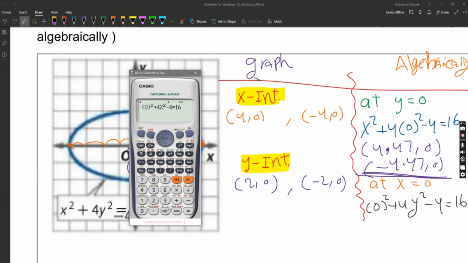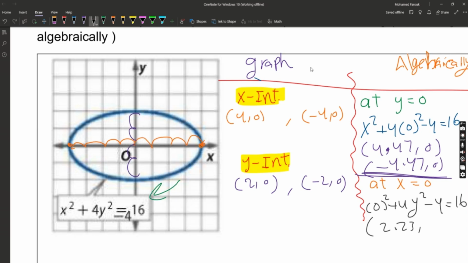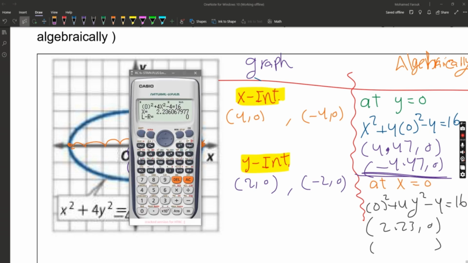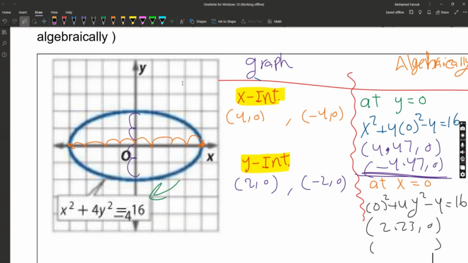And then we will solve it. It will tell me for which value of x. I will tell it my first guess is 2. It will tell me no, it's 2.23. So the first point is not (2, 0), it's (2.23, 0). What about the second guess? I'll tell it to solve again at -2. It will tell me no, it's -2.23 or -2.24. So this one's (2.24, 0) and this one's (-2.24, 0).